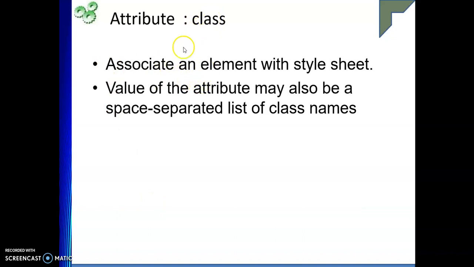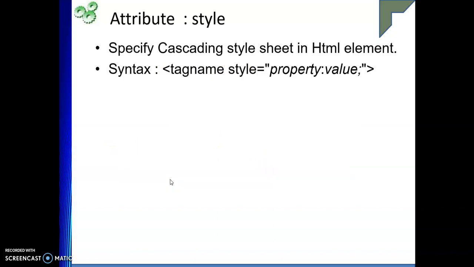As I was telling, class associates an element with a style sheet. The value of the attribute may also be a space separated list of class names. So whatever the value of the attribute, it may be a separated list of class names, like this: class equal to L class, M class, U class. Okay, the value of the attributes.